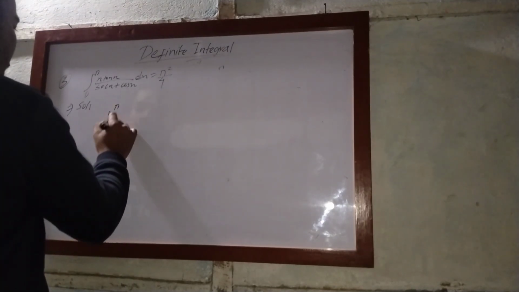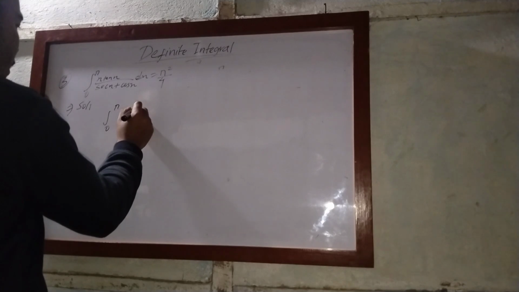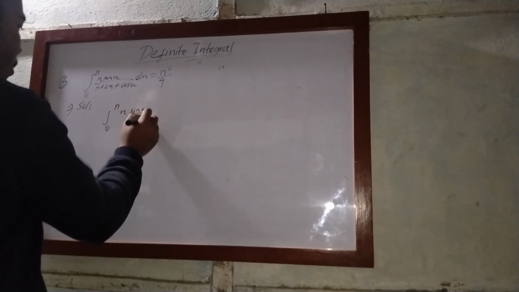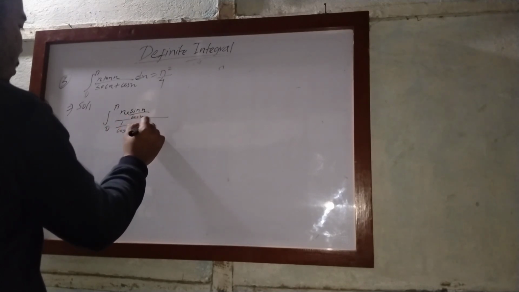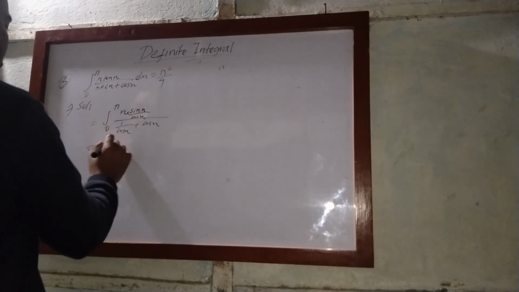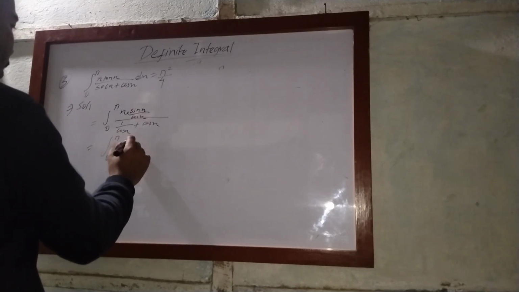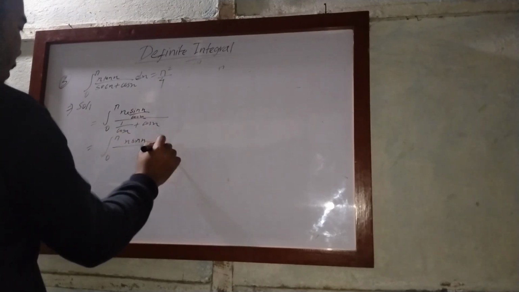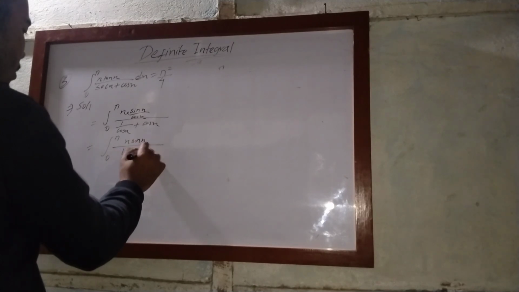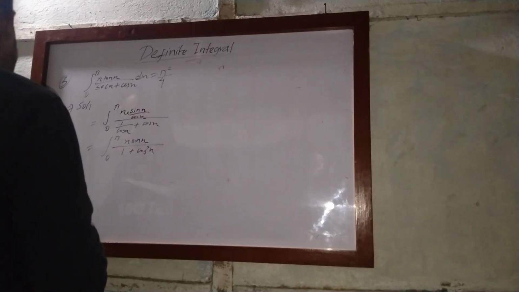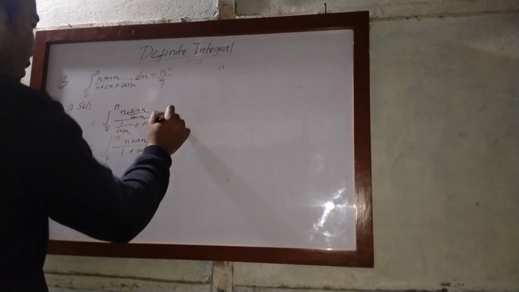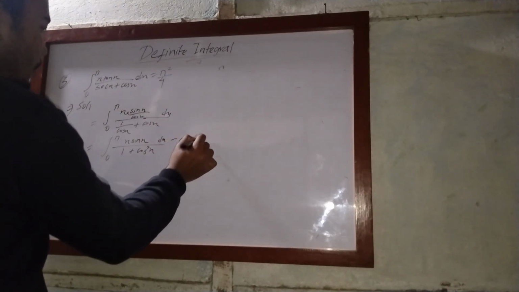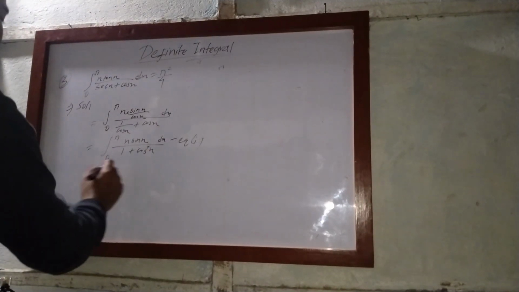Hence to prove it, write the integral from 0 to pi of x sin x by (1 by cos x plus cos x). For that we get the integral from 0 to pi of x sin x by (1 plus cos square x) dx. So this is equation I. Now we use the relations in equation I.